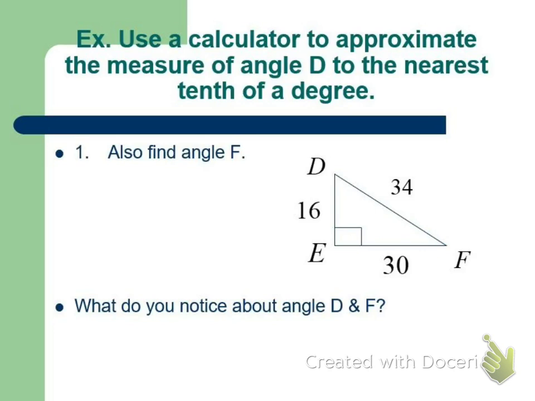Tangent. Okay, so D is our reference point, and we want to use tangent. The tangent of D is equal to what over what? Opposite over adjacent. Which side is opposite angle D? 30, and which is adjacent? 16.